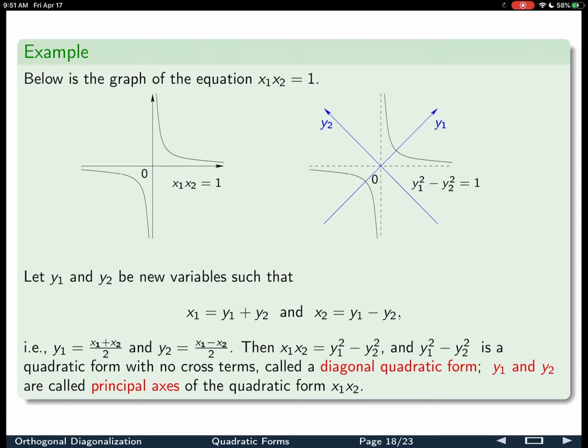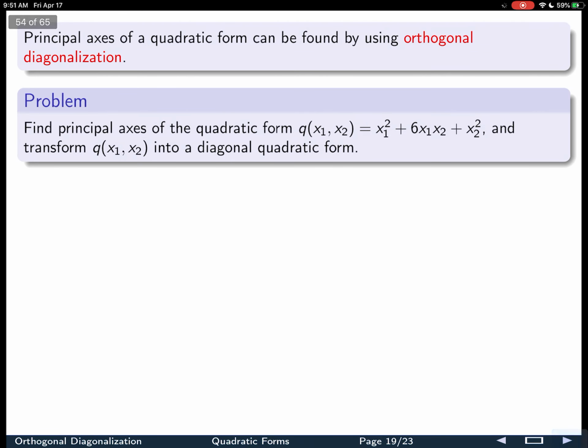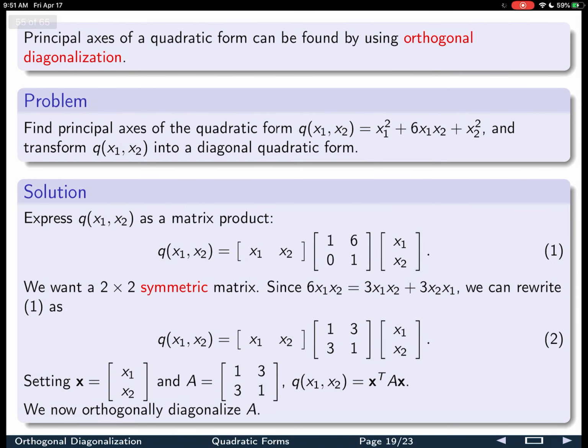And in this example, those new variables y1 and y2 kind of just jump out of nowhere. But the idea is that you can find what those are by some orthogonal diagonalization. So this is what it would look like to find the principal axes of this quadratic form.